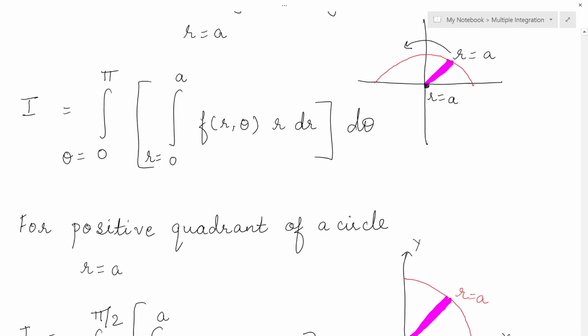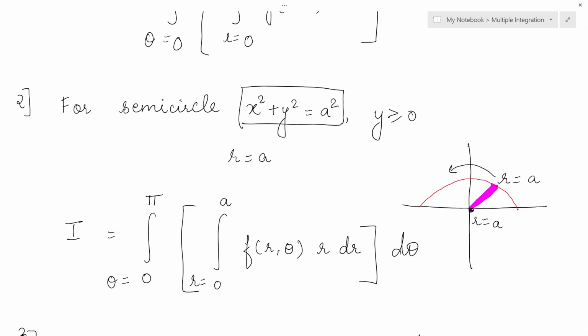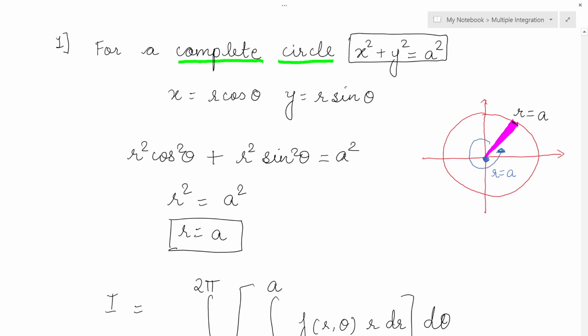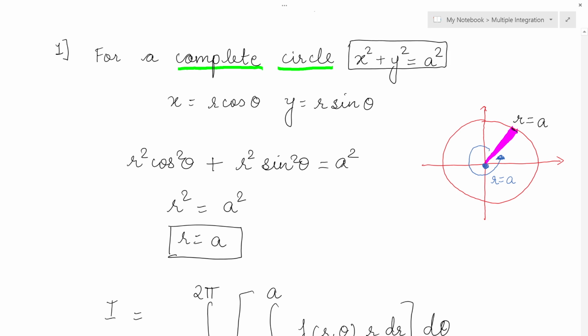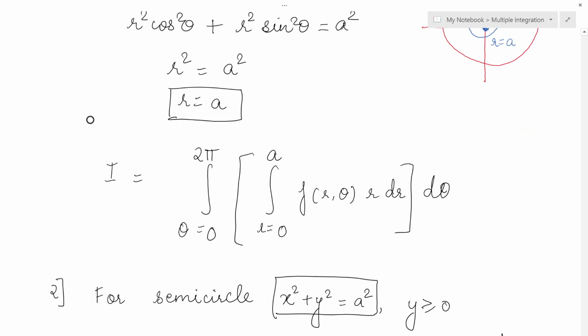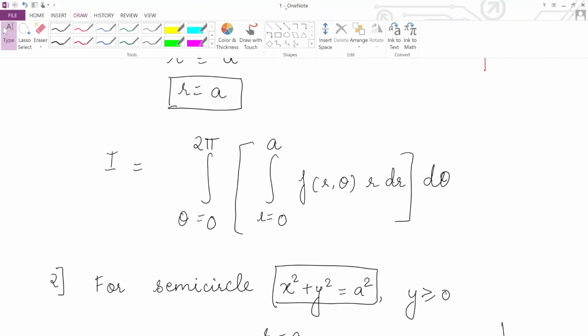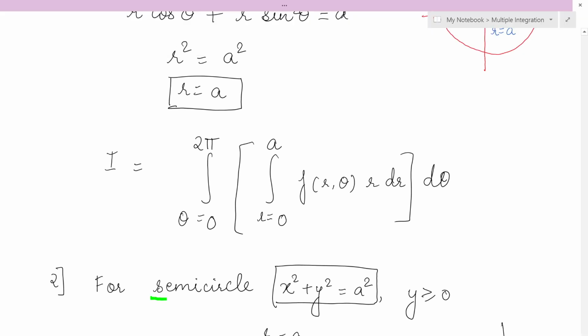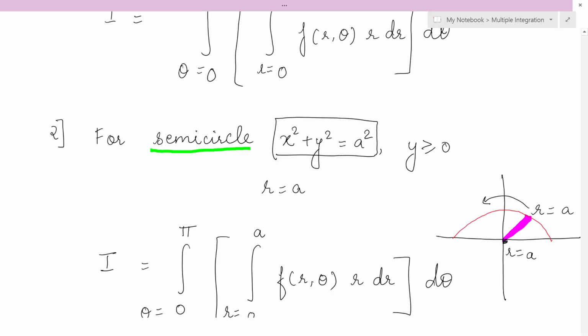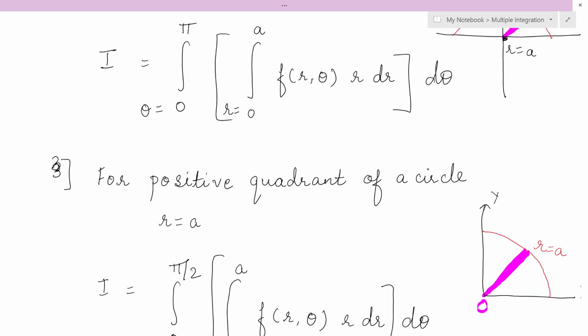So these are basically the three cases of the same curve R is equal to A. Okay, here you can see this was your r is equal to a. So basically these are the three cases: for a complete circle, then for a semicircle, and the third case was for a positive quadrant of a circle.